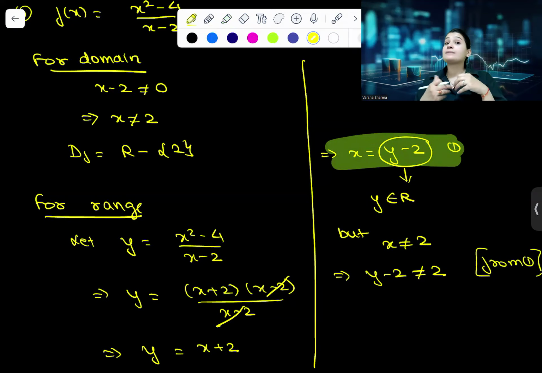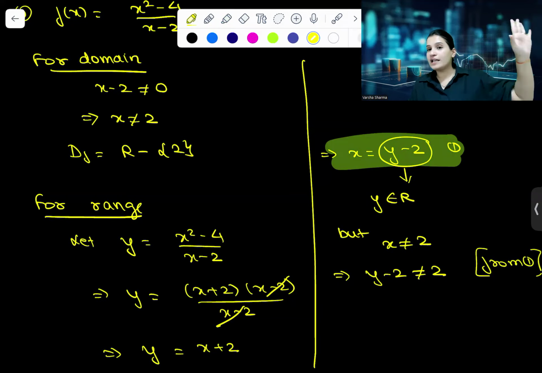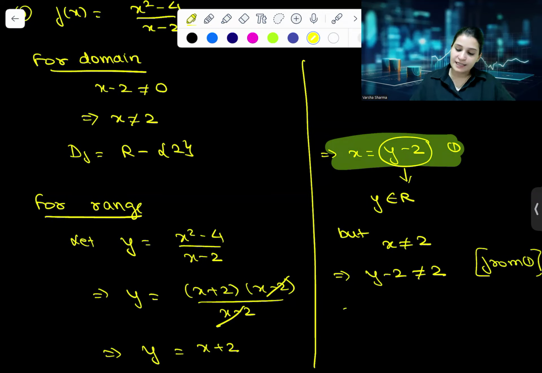Only in this part where we simplify the question, only in here we need to do this thing. So x was not allowed to be 2. That means y minus 2 is not allowed to be 2. That means y is not allowed to be 4. If x is not 2, y cannot be 4. If x equal to 2 is not there in the domain, then how can y equal to 4 come out as an answer? That's not possible.